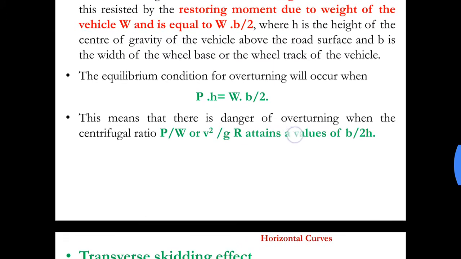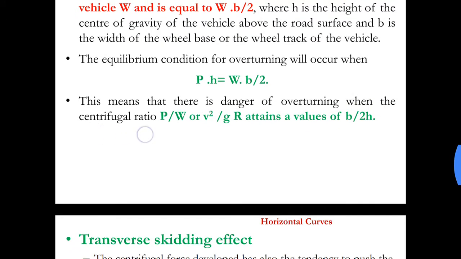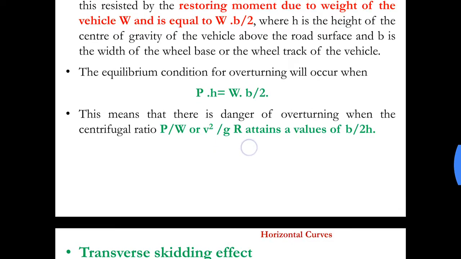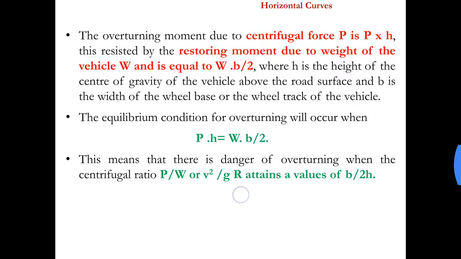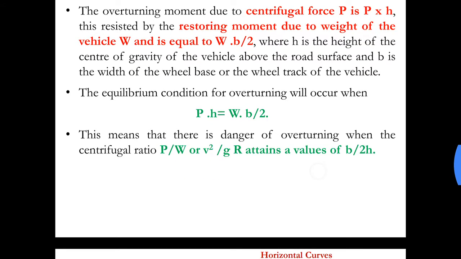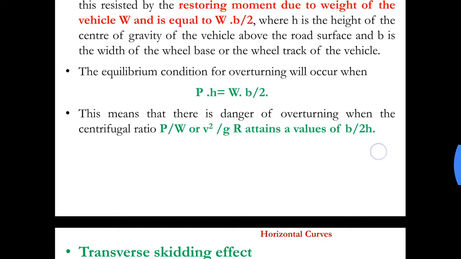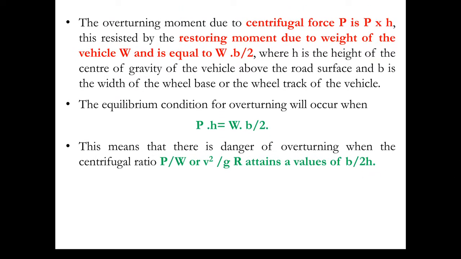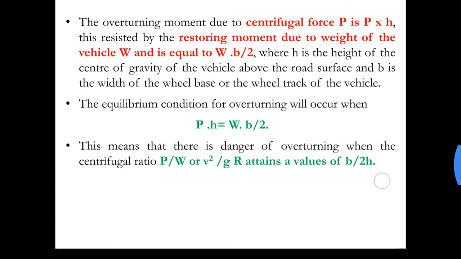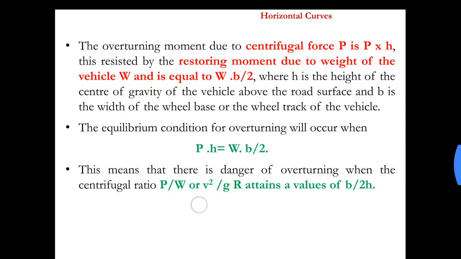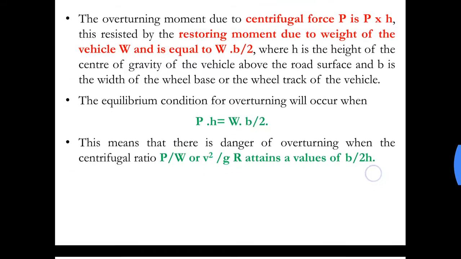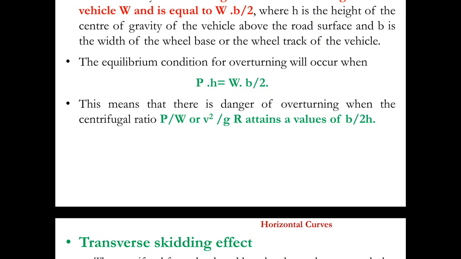This means that there is a danger of overturning when the centrifugal ratio P by W or V square by GR, and we already know that P by W is equal to V square by GR, attains a value of P by 2H. When the centrifugal ratio attains a value of P by 2H, then there is a chance of overturning. And if this value exceeds P by 2H, then there is a definite chance of overturning of the vehicle.